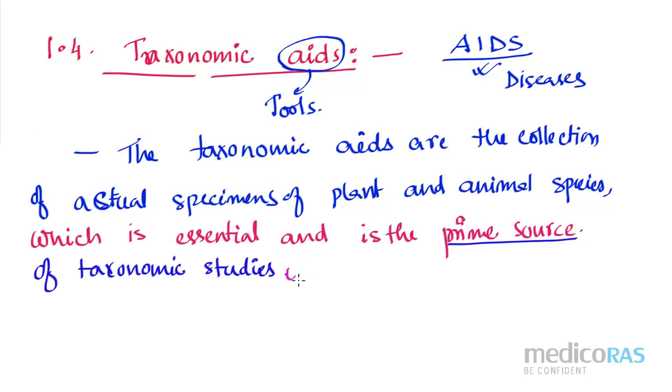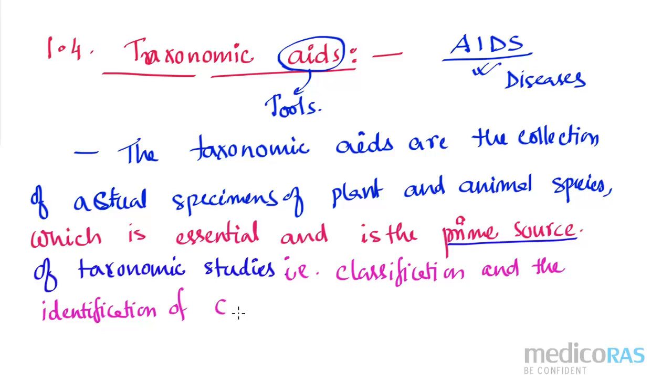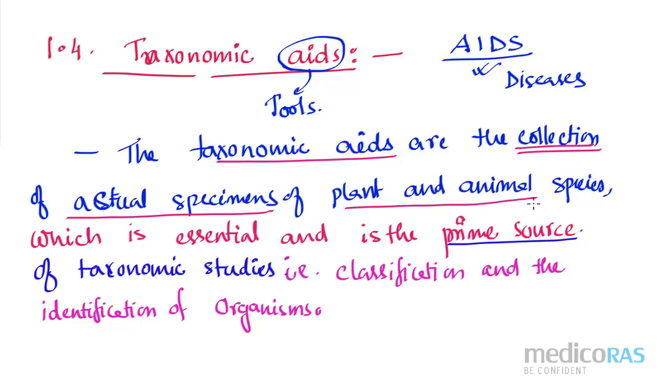So taxonomic study means what? The classification and the identification of organism. Okay, so 2 points here we need to remember. Taxonomic aids is what? It is some collection of what? Some actual specimen of plant and animal species, and these are the essential and it is the prime source. Okay, please remember this one. It is the prime source of taxonomic studies.